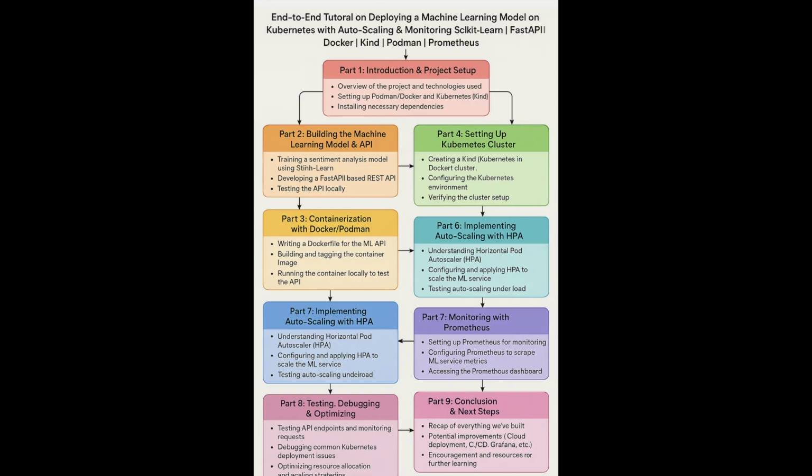So we are at the end of this part of the end-to-end tutorial on deploying a machine learning model on Kubernetes with auto scaling and monitoring. So far we have seen the overview of how we can deploy a machine learning project with Kubernetes, and we have built a machine learning model and API, and containerized the model API with Docker, I mean with Podman, and then we have set up the Kubernetes cluster, and deployed the ML services on Kubernetes. We have implemented auto scaling with HPA, and also set up monitoring with Prometheus.